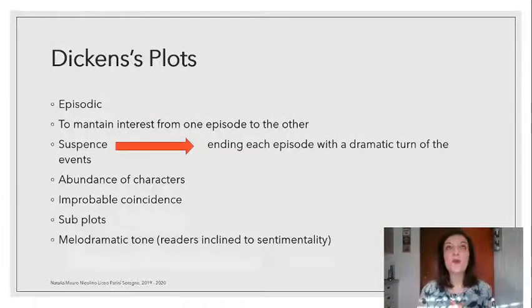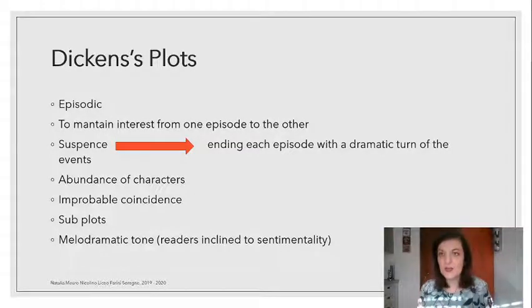Now I would like to focus on some of the most important characteristics of Dickens's novels, and one of the most important is the characteristics of the plots that he built. The plots of all his novels are rather episodic. What do I mean by episodic? Since he published them chapter by chapter, book after book, episode after episode, sometimes they look like they are not very well connected.